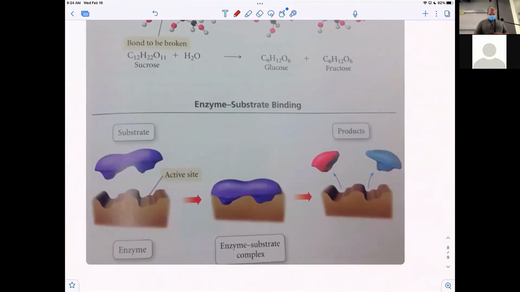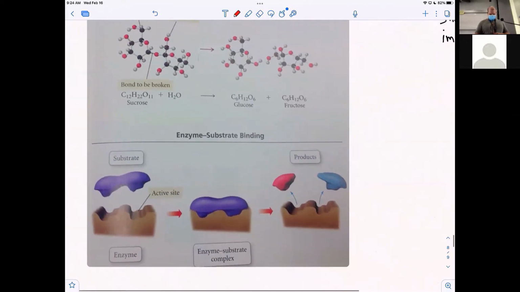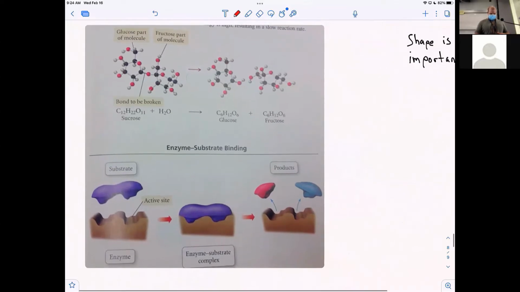And so many things, some of the more simple ones, like if you see here, this is breaking apart of sucrose. Sucrose is a disaccharide, meaning two sugars, and it breaks into glucose and fructose. Our body mostly runs off of glucose. We can also run off of fructose, but glucose is kind of our primary preferred fuel. But we also like fructose as well.